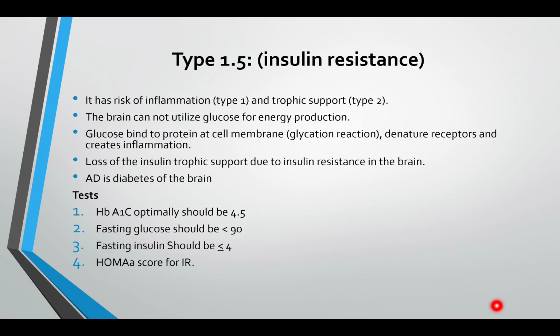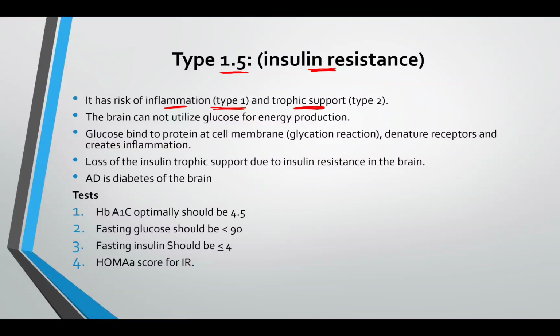Now, we will go to type 1.5, which is insulin resistance. Why did Dr. Pedersen give it the number 1.5? Because it has characteristics from the inflammatory type 1 and characteristics from the atrophic type 2. So it becomes 1.5. It has characteristics of deficiency of trophic support and characteristics of type 1 inflammation.